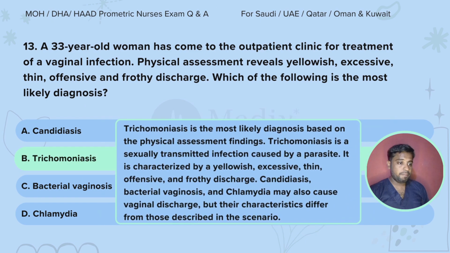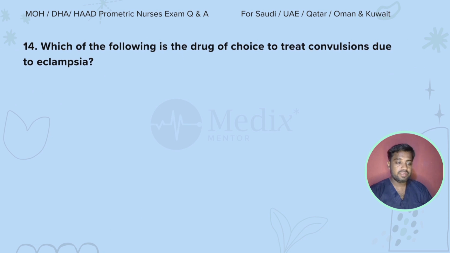The correct answer is B. Trichomoniasis is the most likely diagnosis based on the physical assessment findings. Trichomoniasis is a sexually transmitted infection caused by a parasite. It is characterized by a yellowish, excessive, thin, offensive, and frothy discharge. Candidiasis, bacterial vaginosis, and chlamydia may also cause vaginal discharge, but their characteristics differ from those described in the scenario.